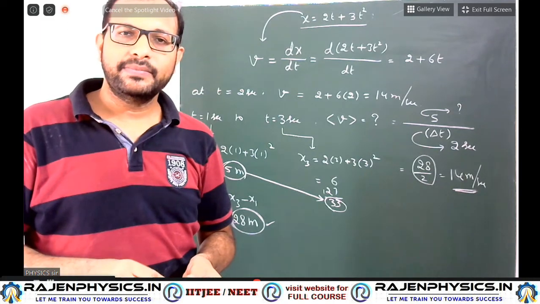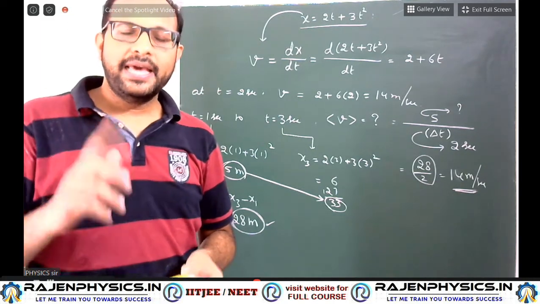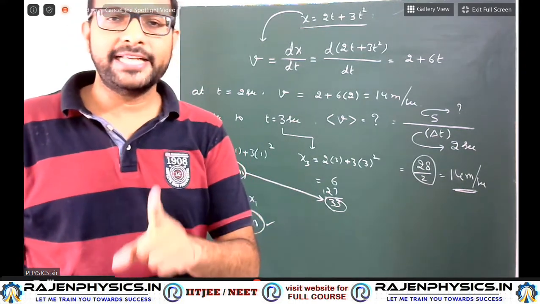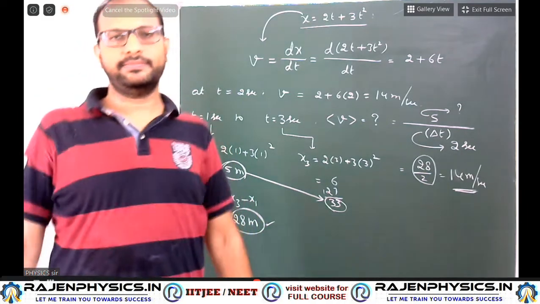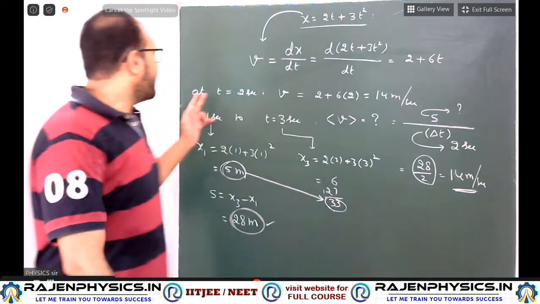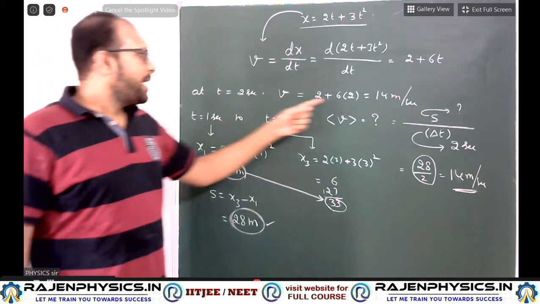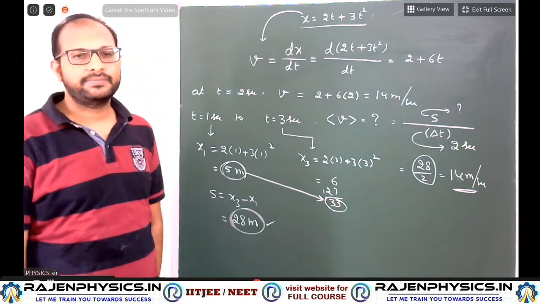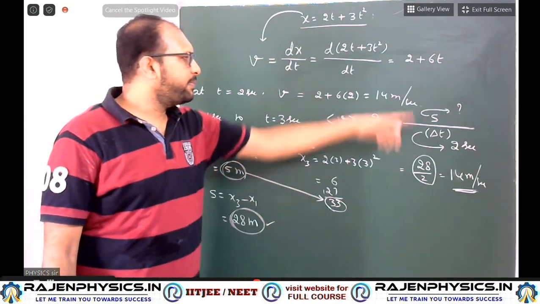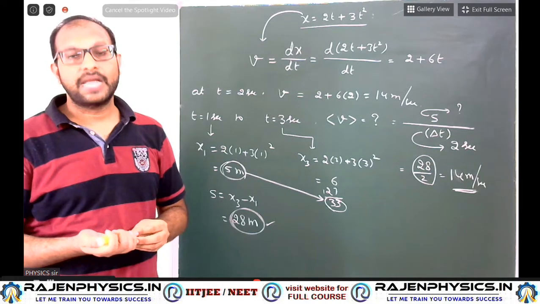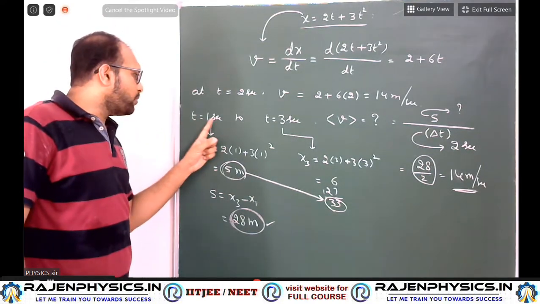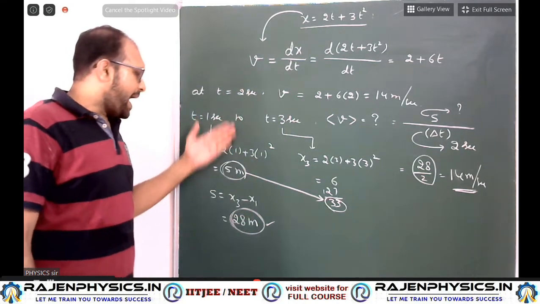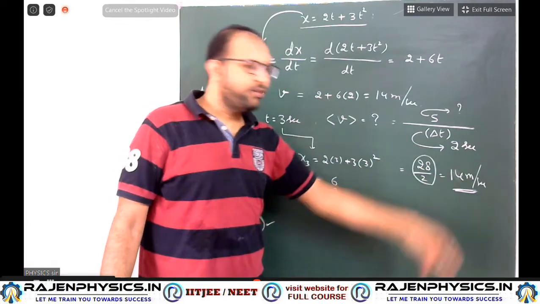Students, here one more point: speed. Instantaneous speed and average speed. Instantaneous speed is the magnitude of instantaneous velocity, both are the same. Yesterday we discussed this. So at t equal to 2 seconds, instantaneous speed is again 14 meter per second only, no doubt. Then from t equal to 1 second to t equal to 3 seconds, the average velocity came as 14.